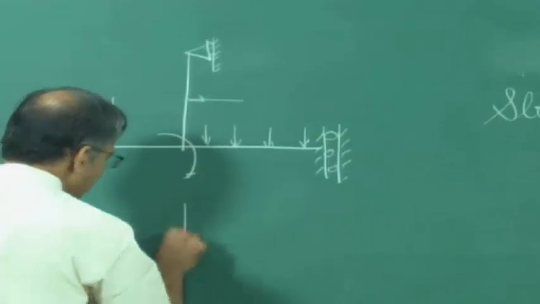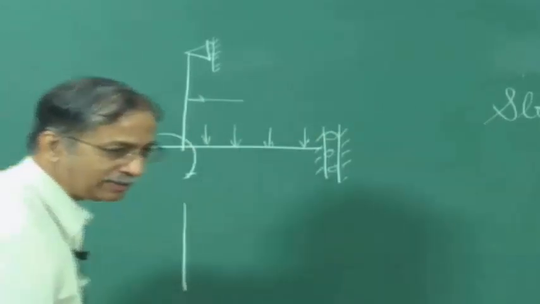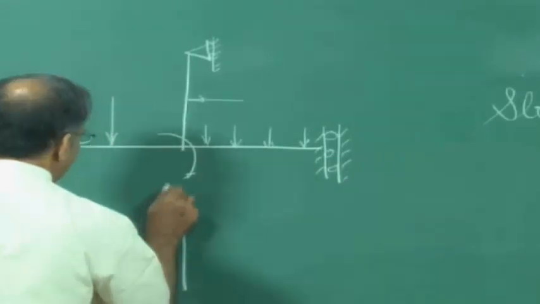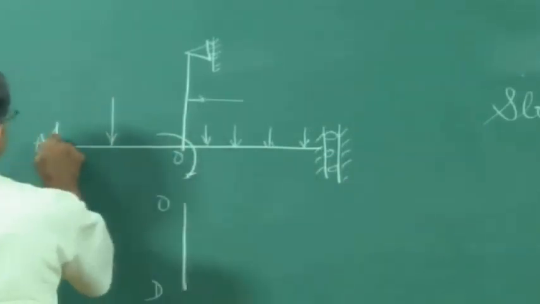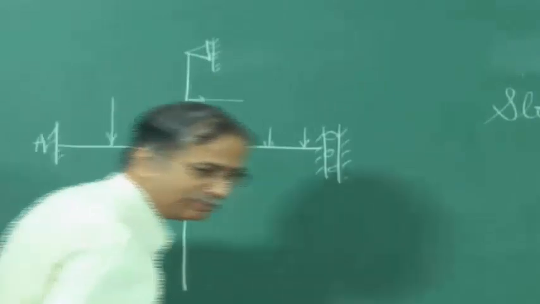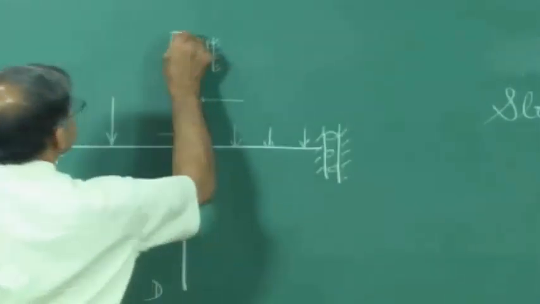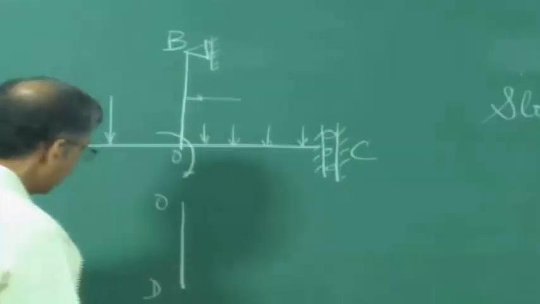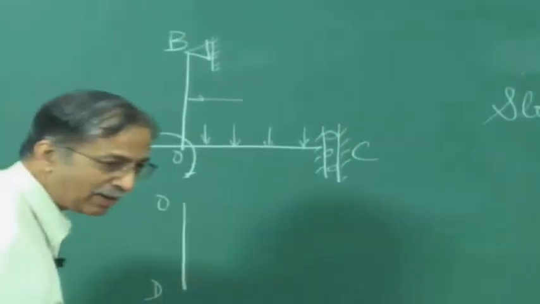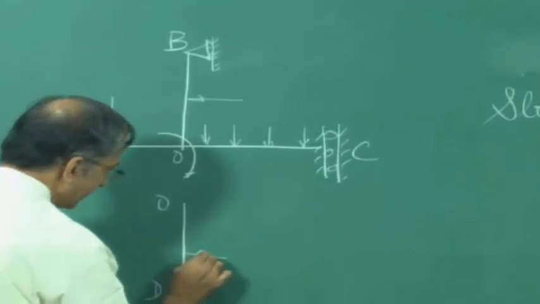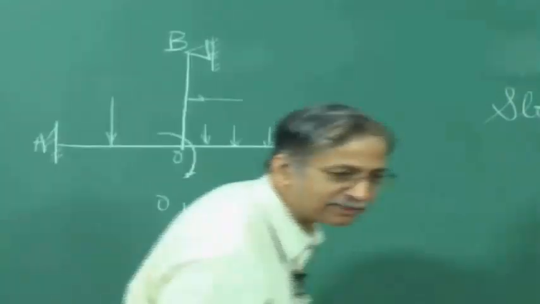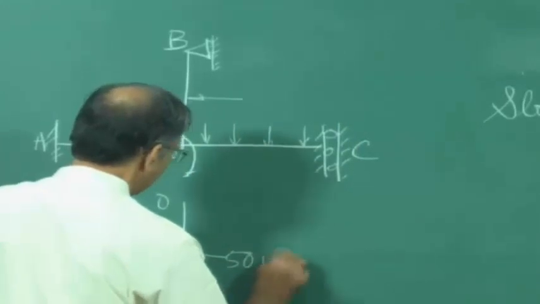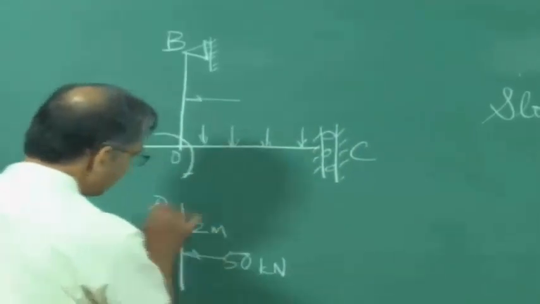By the way, this element we can separate out. That element is DO. This is O, A. This I presume is B. And this is C. This element OD has a concentrated load acting here, whose magnitude is 50 kilonewton, and this is 2 meters. So this part is already known.